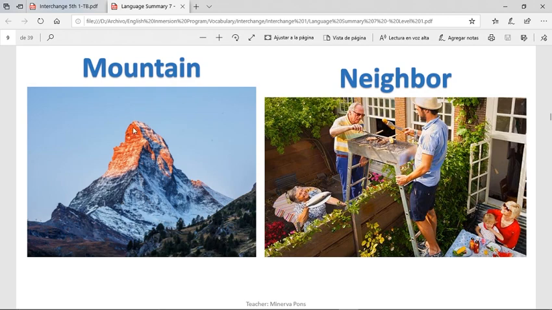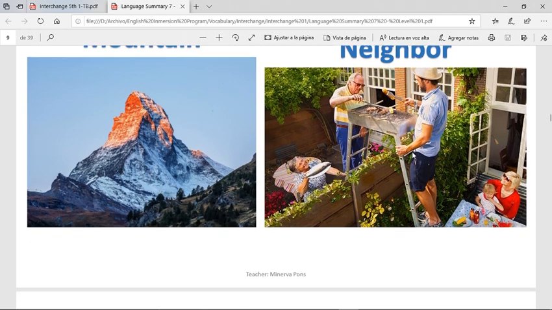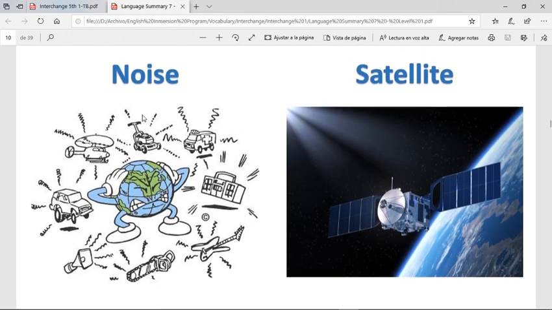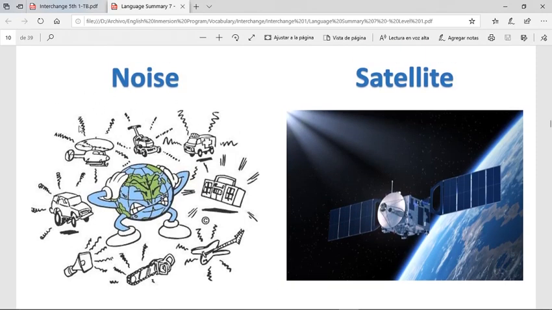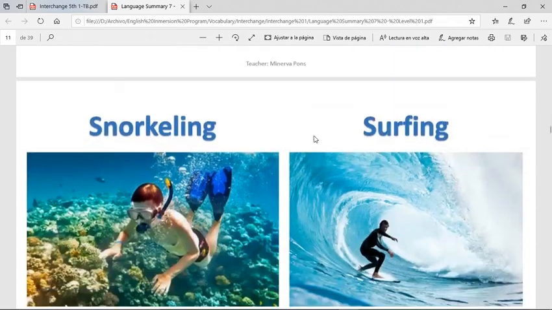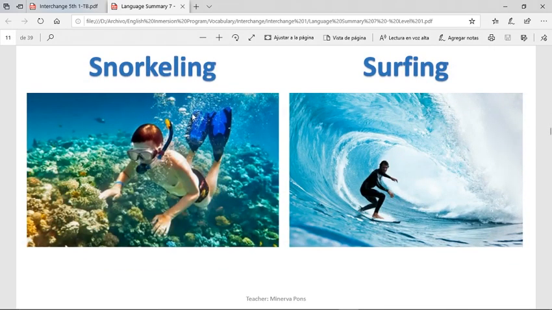Mountain. This is a mountain. Neighbor. These are the people that live right next to you. Those are your neighbors. Noise. It's all of the strong sounds that bother you. That is called noise. Satellite is the big machine that is in space and used for telecommunication. Snorkeling. This activity is called snorkeling, and this is a snorkel.